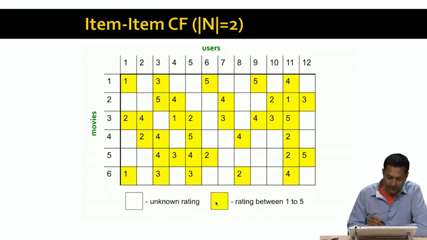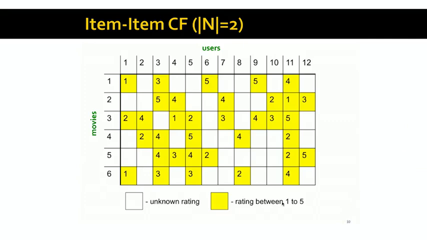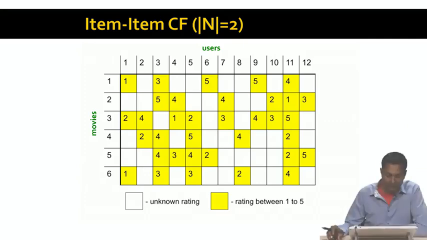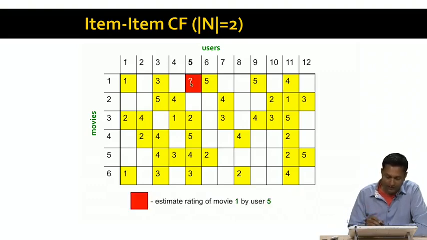here the yellows are the known ratings in the utility matrix. We have movies on the y-axis, and we have users on the x-axis, and the blanks are the unknown ratings that we are trying to predict. And let's assume that the rating values are between 1 and 5. Remember, our first step, and let's say our goal is to estimate the rating of movie 1 by user 5.